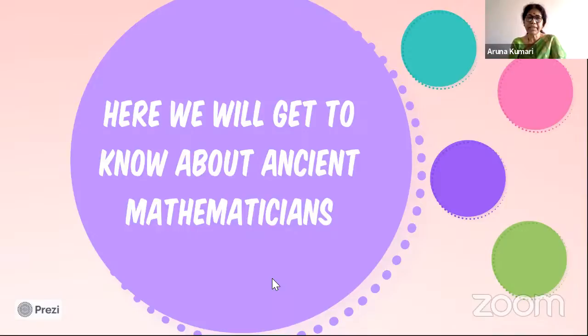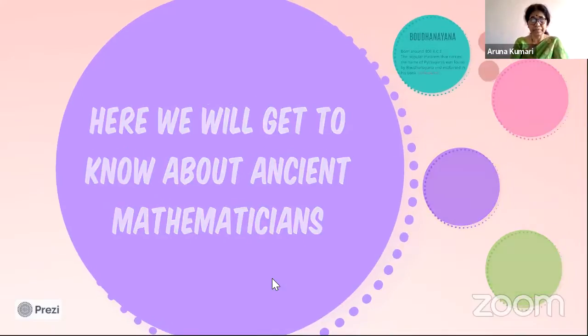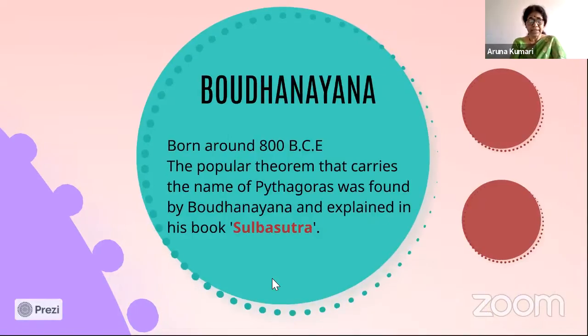Especially when I am talking about ancient mathematicians, you must have some idea. Who are the Indian mathematicians? Who are the other mathematicians? And which mathematician found what? You have to concentrate on this because you will get questions like these in this chapter. Okay, students?